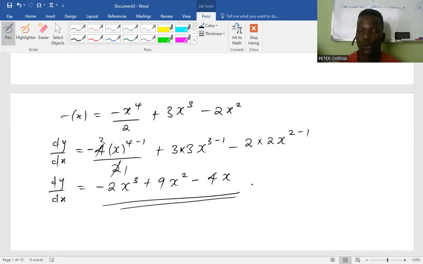So this is how we get to use power rule when we are finding the derivative.